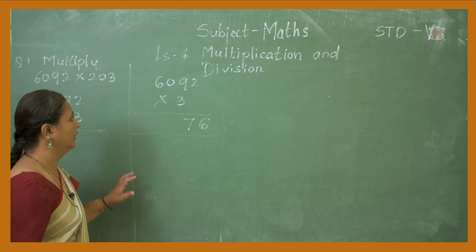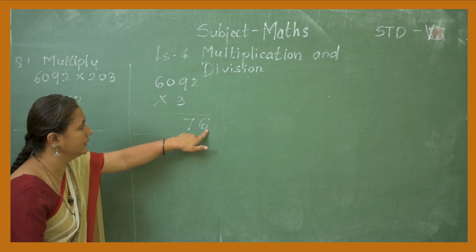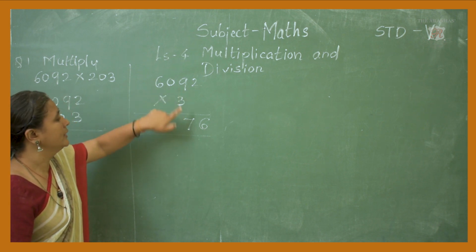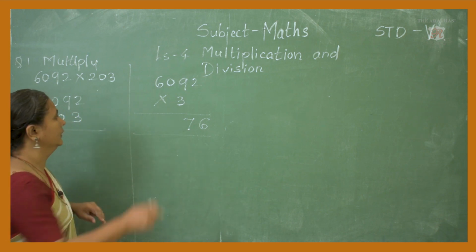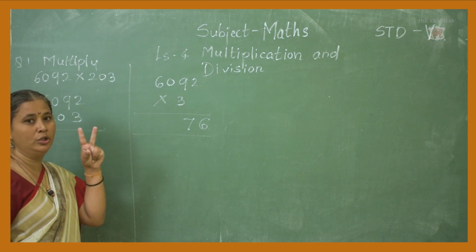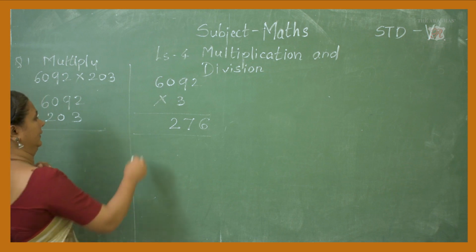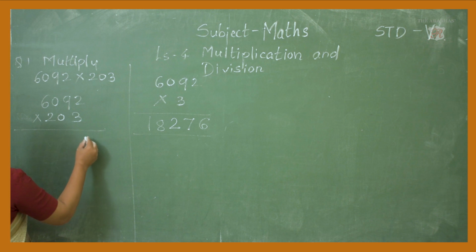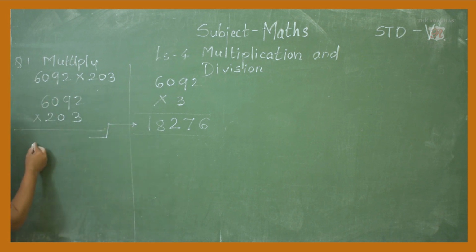Now multiply by 3. 3 2s are 6, 3 9s are 27. 7 for the answer, 2 for the carry. Keep in your mind. 3 zeros are 0. Add the carry. 0 plus 2, 2. 3 6s are 18. Okay. Now this is the multiplication by 3. So that number we are writing here.